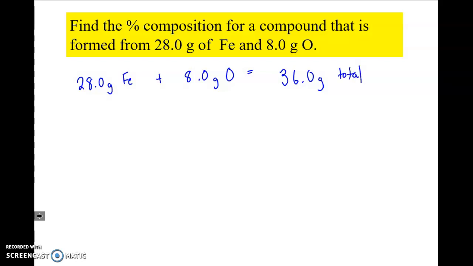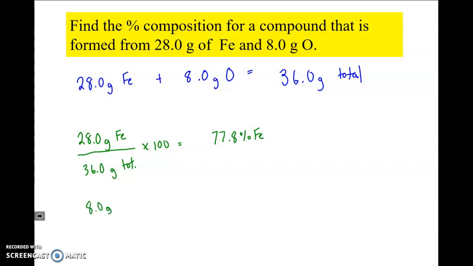Now what we're going to do is find the percentage of each one. 28.0 grams of iron divided by the total, 36.0 grams. I'm going to put tot for total. And then times 100 to get a nice percentage. That's going to be 77.8% iron. Now, I've got 2 choices. I only have 2 elements, so I could do 100 minus 77.8. But I'm going to go ahead and show you the full worked out version.